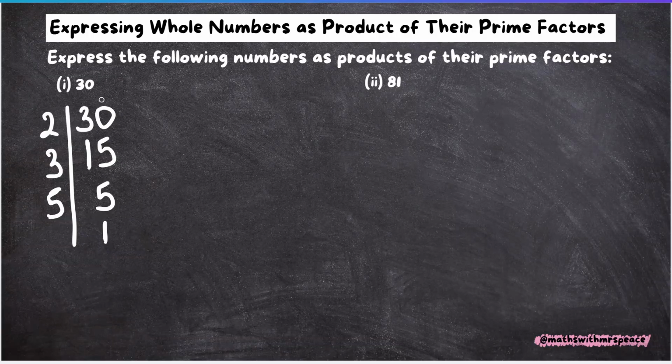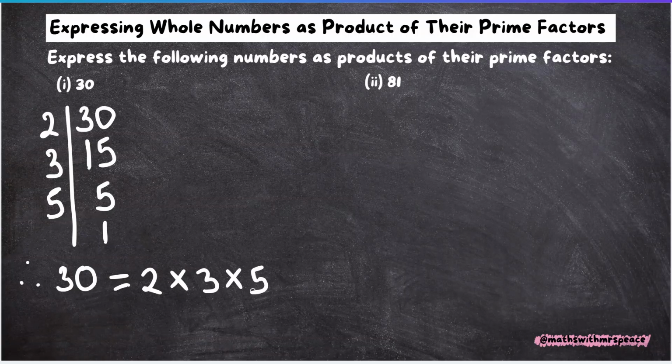So basically, to finish this, we would say, so therefore 30 is equal to, and then we are going to multiply these numbers we used to perform the division. That's going to be 2 times 3 times 5. And you can check to see if you did correctly. 2 times 3 is 6, and 6 times 5 will give us 30. So we know that we have correctly expressed 30 as a product, which means multiplication, of its prime factors. So that's how you go about it.